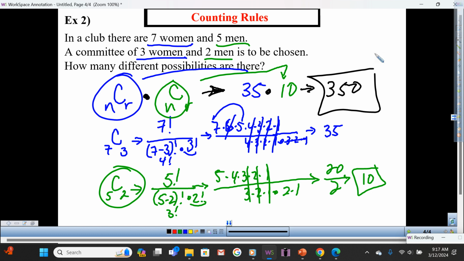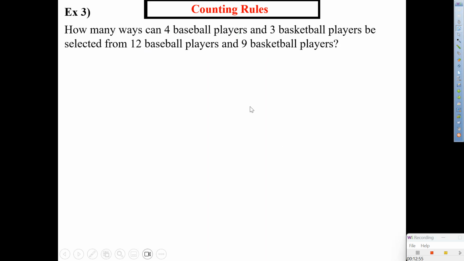We good? All right, back to our regularly scheduled program. We good with this one? Yes? All right. And look at this example. Baseball players with baseball players, basketball players and basketball players. So notice that it's very similar to the one we just did, yes?